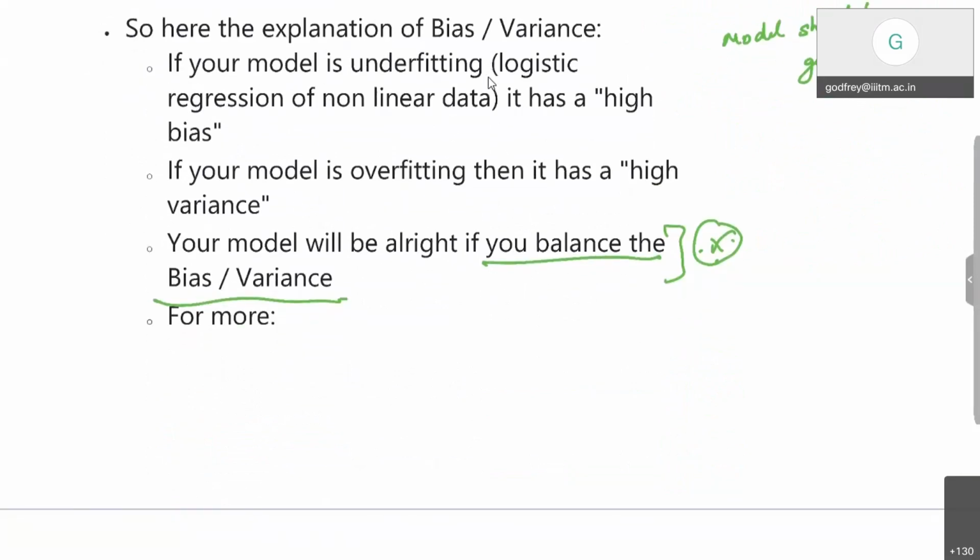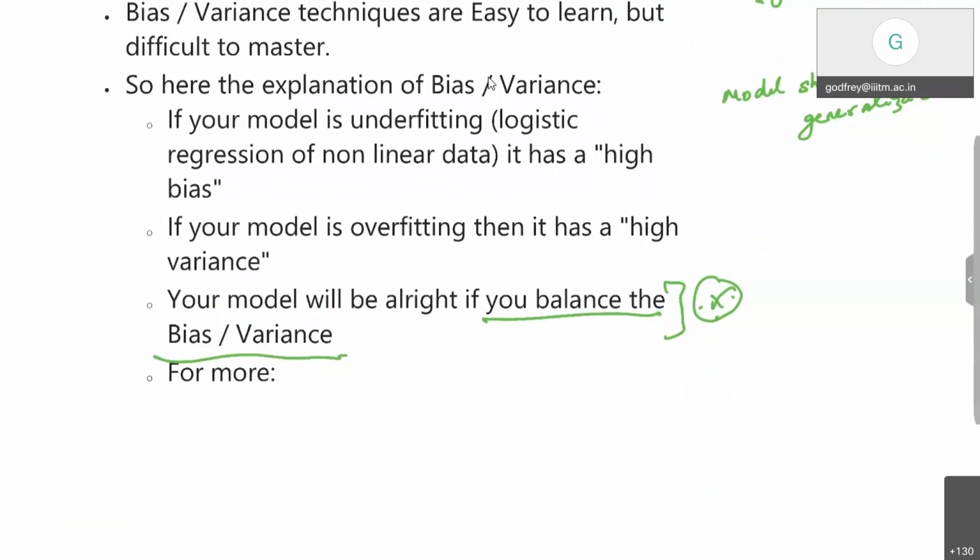If your model has very high bias, then it means that the model may not have learned. It may not be capable of learning. If your model is underfitting even after training it, then we can say that the model has a high bias. Now, on the other hand, if the model is overfitting, then we can say that your model has a high variance.